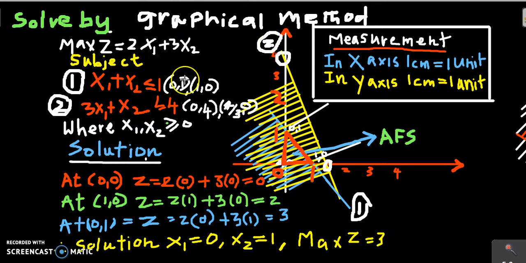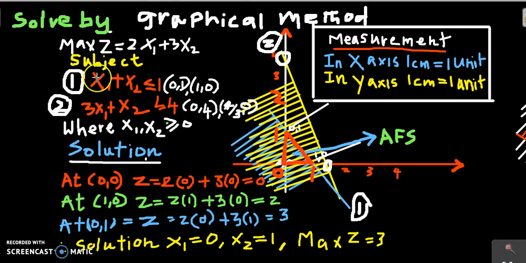Since this problem consists of only two variables x1 and x2, it is possible to solve this linear programming problem by graphical method. The objective function is maximize z equals 2x1 plus 3x2, subject to x1 plus x2 less than or equal to 1, 3x1 plus x2 less than or equal to 4, where x1, x2 are greater than or equal to 0. This is the LPP given to us.